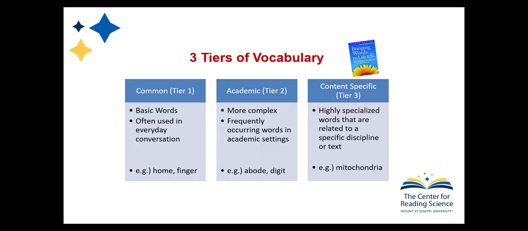Beck and colleagues created tiers of vocabulary to help teachers identify and focus on Tier 2 words that are the most critical for understanding current concepts and most likely to show up in academic work across content areas. You can see here the different word types. Tier 1, basic words such as home and finger. Tier 2, more academic words such as abode for another variation on home and digit for a variation on finger. And Tier 3, content-specific words like mitochondria.